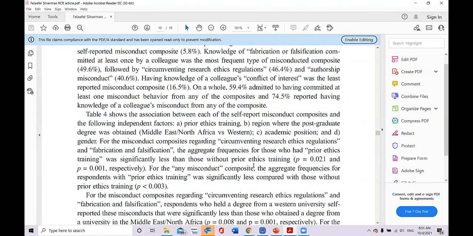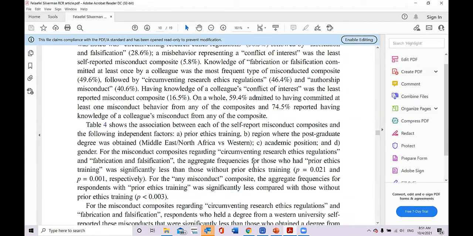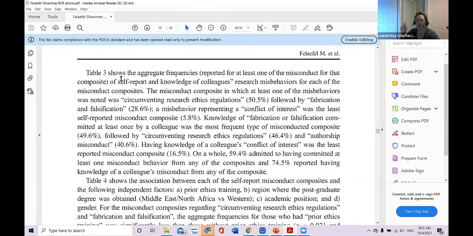Also point out the active voice. That's true. Oh, this is where I'm actually glad. Remember I said earlier, present tense versus past tense. So here, table 3 shows is obviously the present tense because it continues to show. So you wouldn't write table showed, but it shows. But the misconduct composite in which the last was noted, right? Whatever relates to the actual results is the past tense. But anything to do with organizing, like table 3 shows and so on, that's an example of present tense.